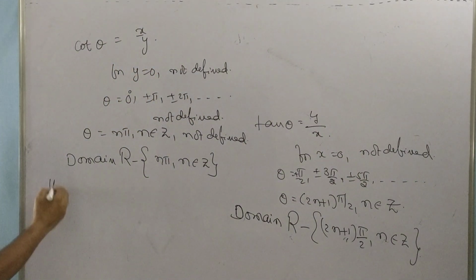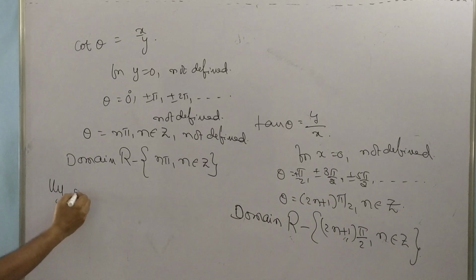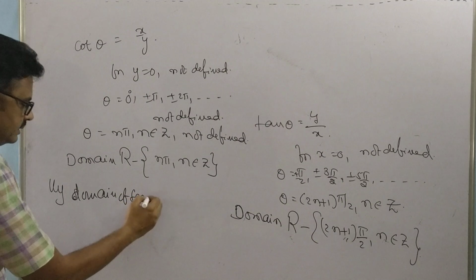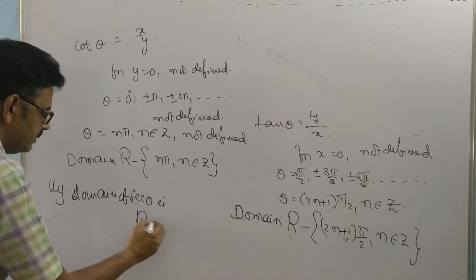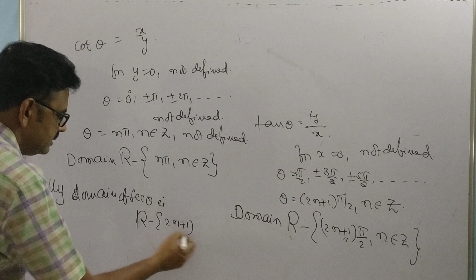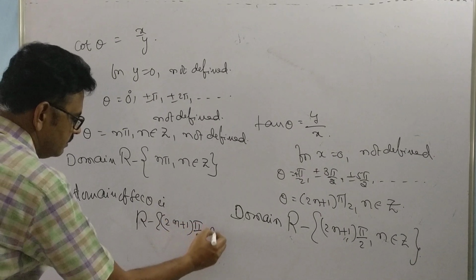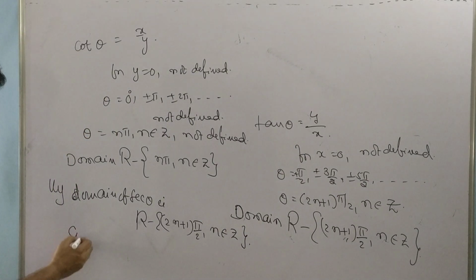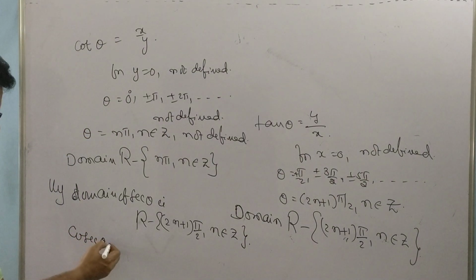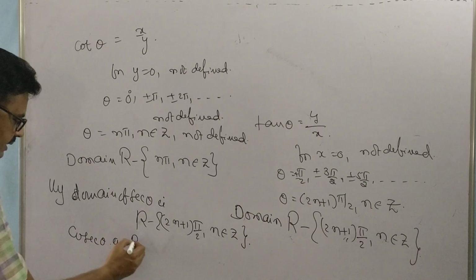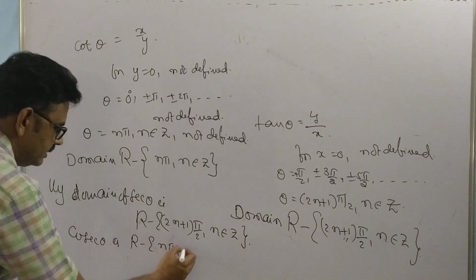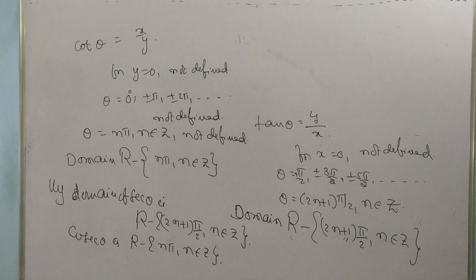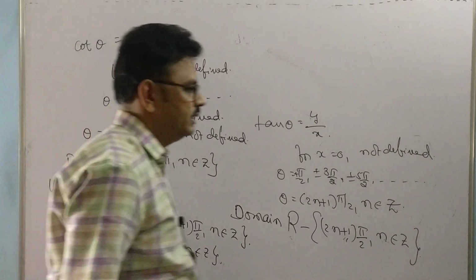Similarly, the domain of secant theta is R minus (2n plus 1) into pi by 2, where n belongs to Z, and the domain of cosecant theta is R minus n pi, where n belongs to Z. So these are the domains of the functions.